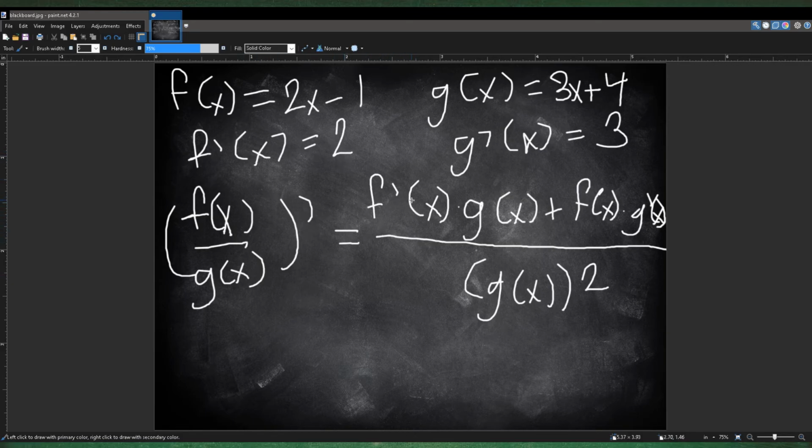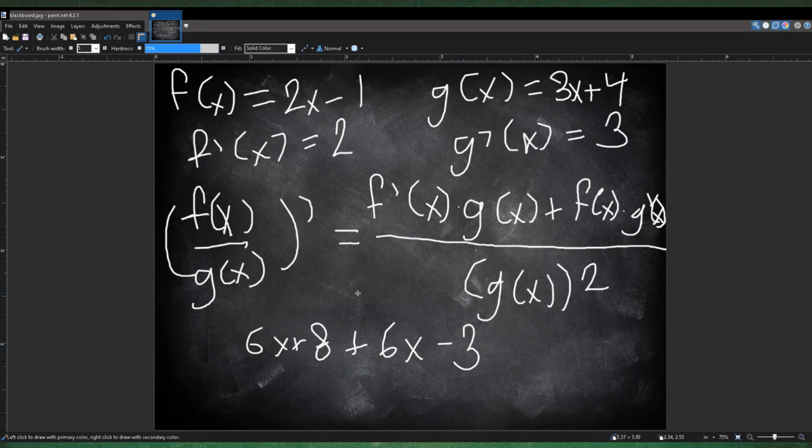So we have the derivative of x, 2, times the regular g. So that's 2 times 3x plus 4. So that's 6x plus 8. And we have f of x, the regular f of x, times the derivative of g of x, which is 3. So 3 times 2x minus 1 is plus 6x minus 3, right?